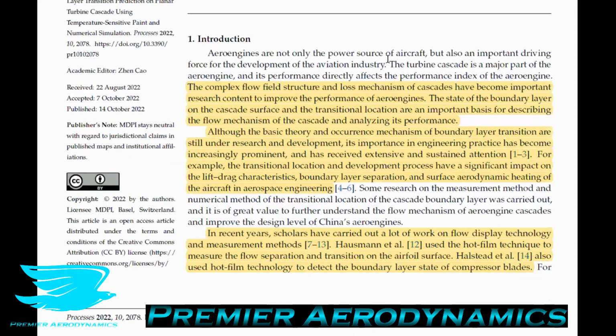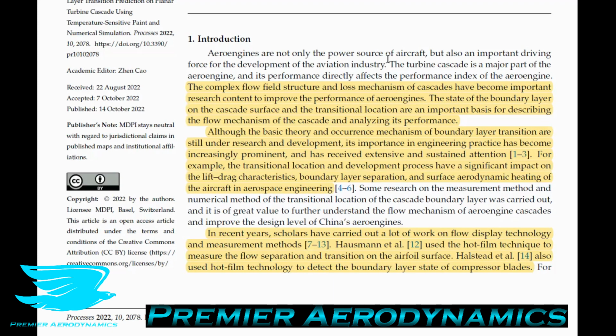So the complex flow field structure and loss mechanisms of cascades have become important research to improve the performance of aero engines. So cascades are just pretty much any time you have a bunch of airfoils working together. So they're usually aligned in a certain fashion to produce a greater effect than just each individual airfoil. So for example, a compressor or a turbine, that is effectively a cascade, and an aero engine is just an aircraft engine. So it's like a turbojet or a turbofan or a turboprop or whatever.